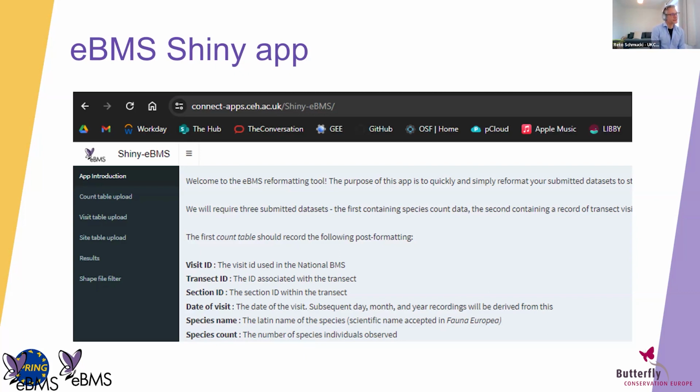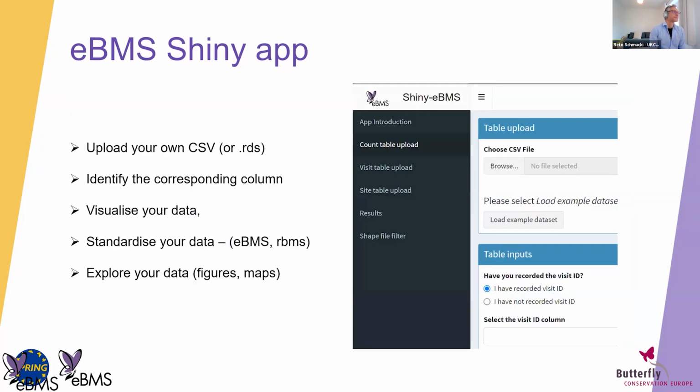The shapefile filter is used if you have a national scheme where all the data are in one data set, but you want to extract one province's results, map, or summary stats. You can use the shapefile of that province and do a spatial filter on it. You can upload your own CSV or RDS, depending on your format, and then identify the corresponding columns.